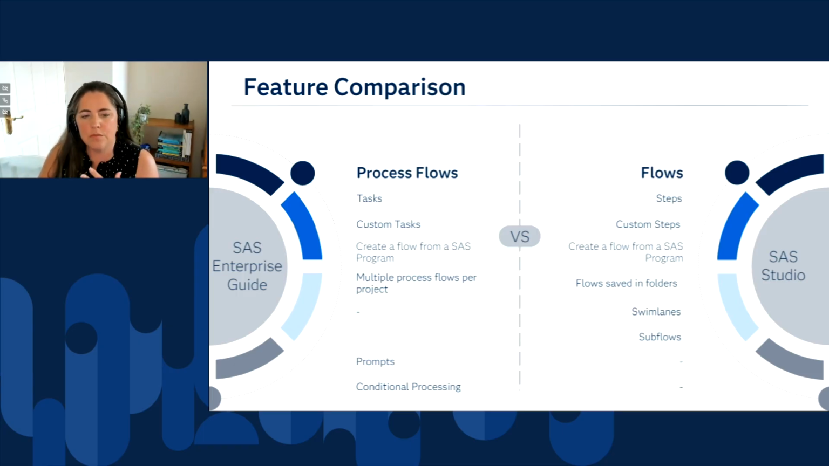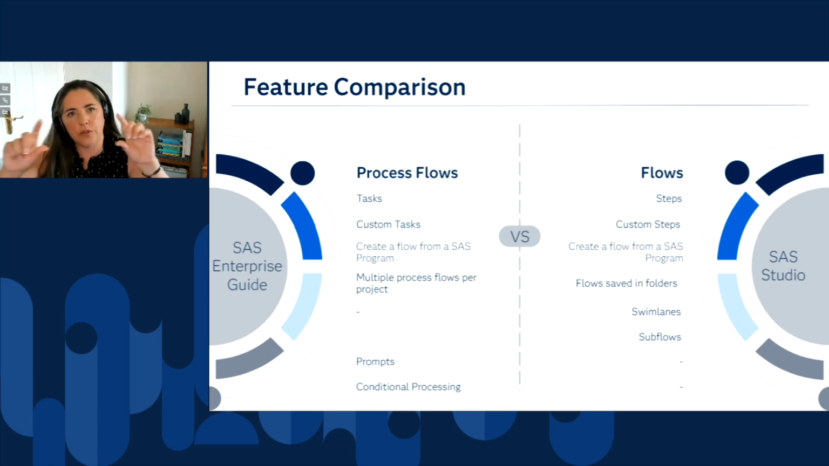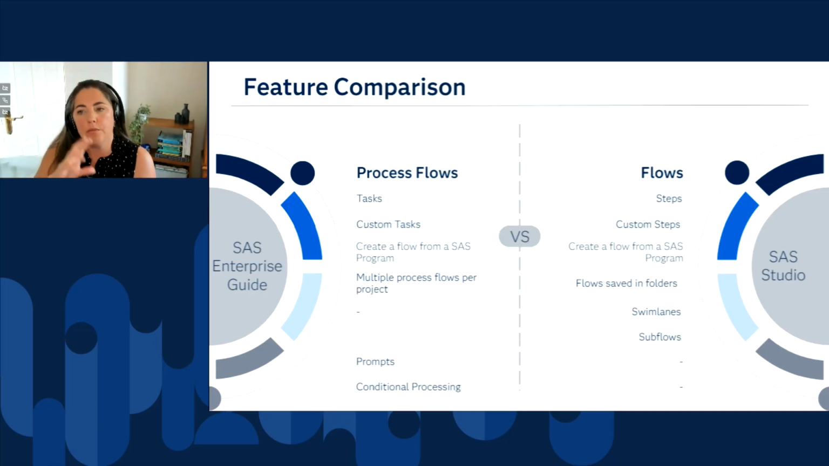So now where the applications differ a little bit. SAS Enterprise Guide uses multiple process flows per project, while SAS Studio flows are stored in folders. In SAS Studio, we have swim lanes. They're used to manage a flow, so you can use them to manage the order of the branches. And subflows, which I mentioned earlier, are saved flows. You can add those to a flow and build up your own flow with lots of subflows in as well. Okay, so a good way to organize multiple flows too.